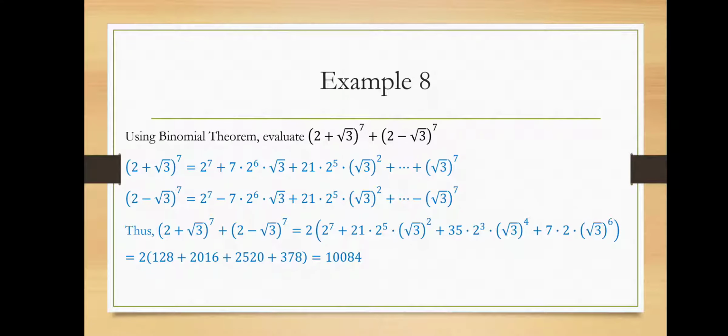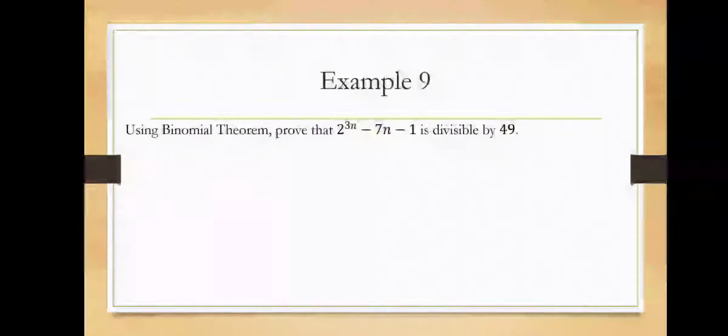Right? Last problem. Using binomial theorem, prove that 2 to the power 3n minus 7n minus 1 is divisible by 49. Now, we did this kind of problem using mathematical induction, but we never did it using binomial theorem, and we'll see that using binomial theorem it becomes pretty easy actually.